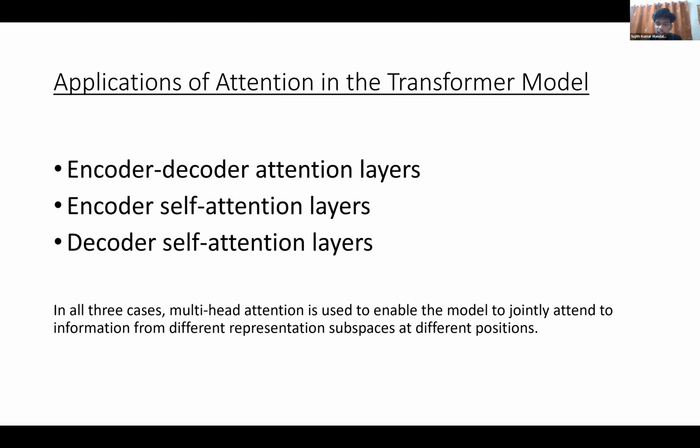So in all the 3 cases, multi-head attention is used to enable the model to jointly attend to information from different representation subspaces at different positions as well.